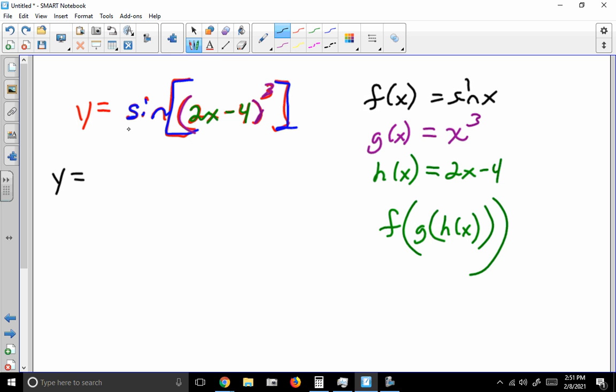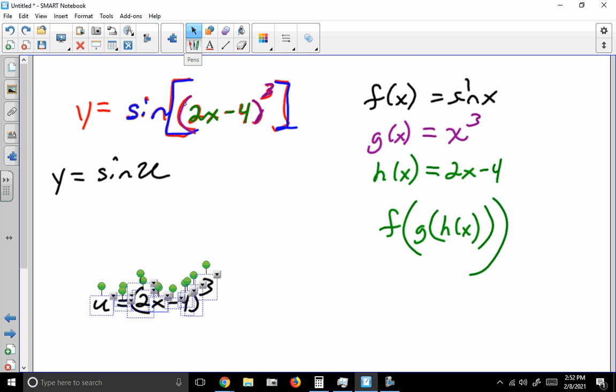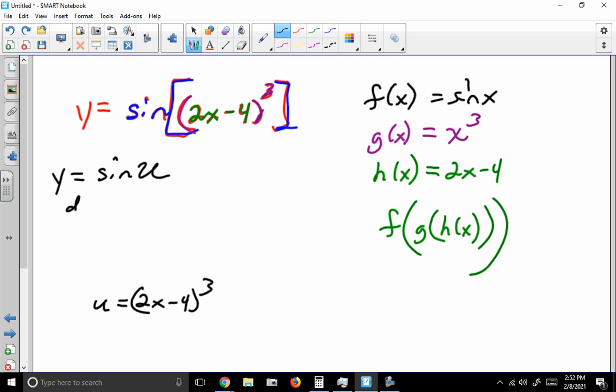So let's replace all of the inside stuff with u. So u is 2x minus 4 to the 3rd power. So we know how to take the derivative of sine. That independent variable is u. So if we take that derivative, dy over du, and the derivative of sine is cosine.